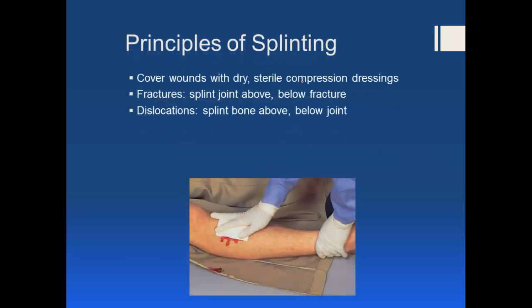If there's any wound, be sure to cover them with dry, sterile dressings. That's not actually a compression dressing, and a lot of times the splinting will help provide some compression. So cover it with dry, sterile dressings. For fractures, you're going to splint the joint above and the joint below the fracture. So if this is a fracture, we're going to immobilize the ankle and immobilize the knee. For dislocations, you're going to splint the bone above and the bone below the joint. So if it's this knee, you're going to splint the femur up here and the tib-fib down here.